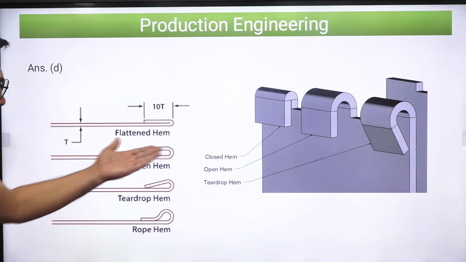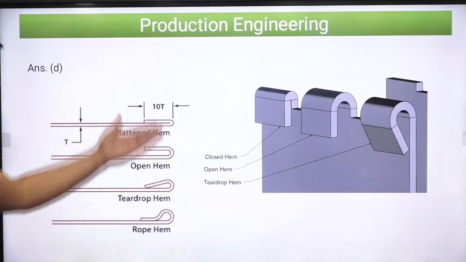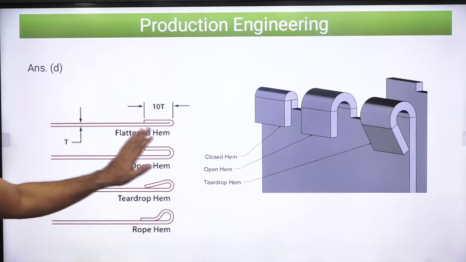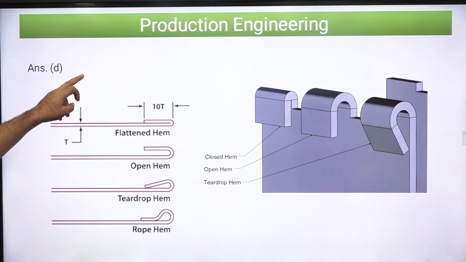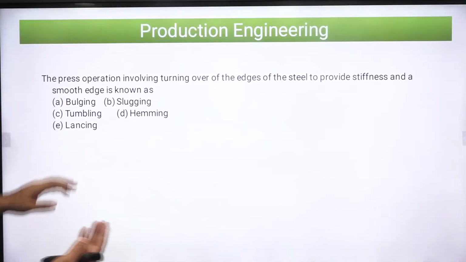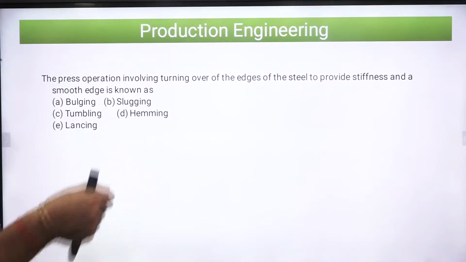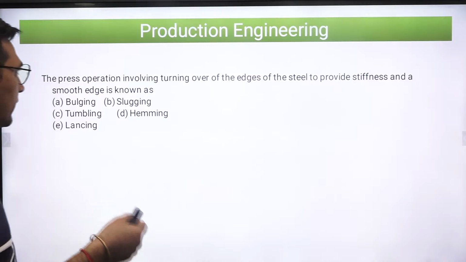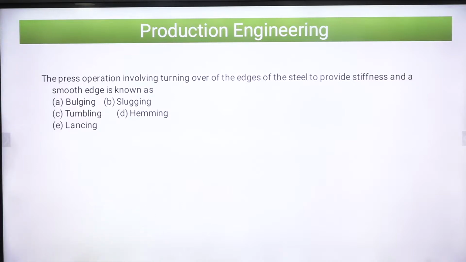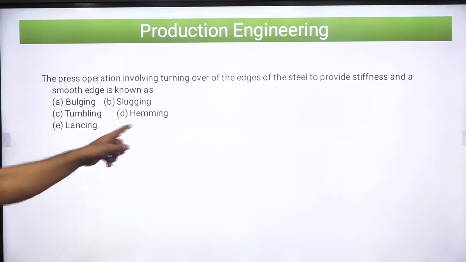Depending upon the shape that you give at the end, you could have different shapes, but you are not required to remember flattened hem or open hem and so on. You only need to have the idea of what a hem is. So the hemming process is simply folding over the end of the sheet to provide stiffness, or to make that edge blunt so it doesn't remain sharp, right? So this becomes hemming.